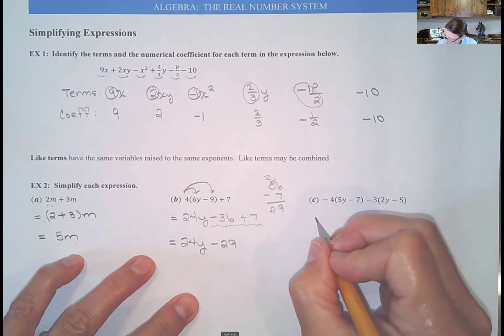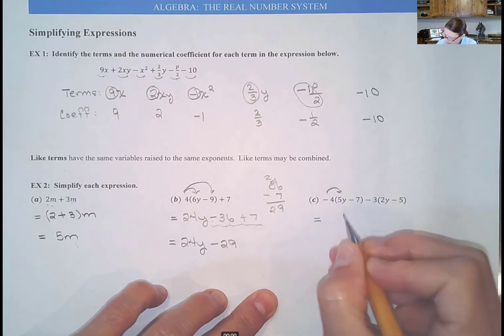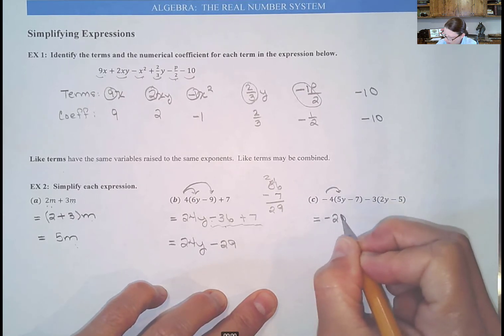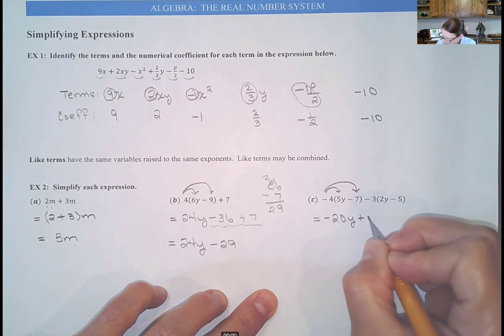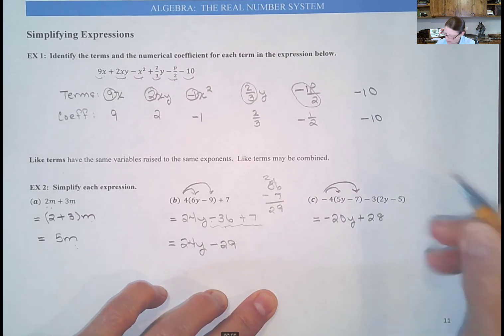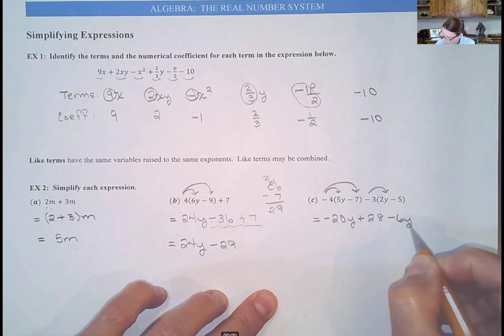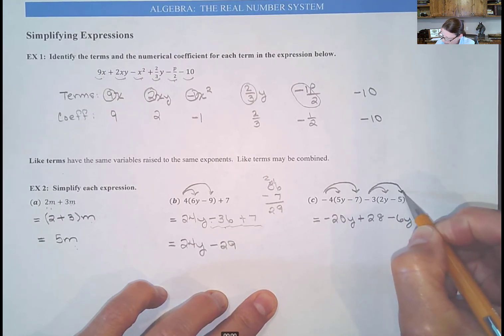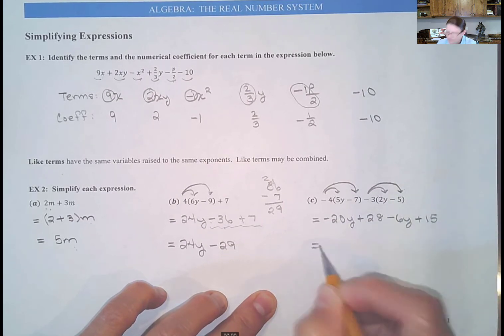Lastly, simplifying, we're going to use our distributive property. Negative 4 times 5y is negative 20y. Negative 4 times negative 7 is positive 28. Negative 3 times 2y is negative 6y. Careful. Negative 3 times negative 5 is positive 15.